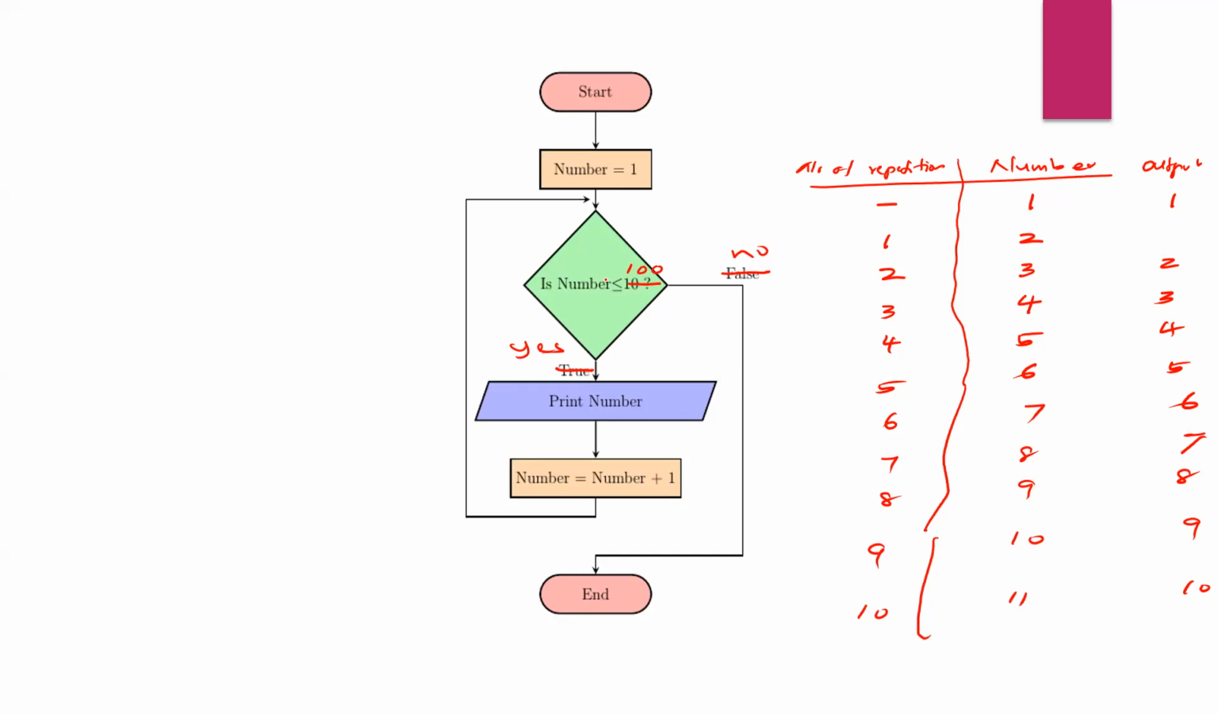Good, I'm getting answers. So now here we have discussed that instead of 10, if you put 100 in the flow chart, it will print numbers. Okay.